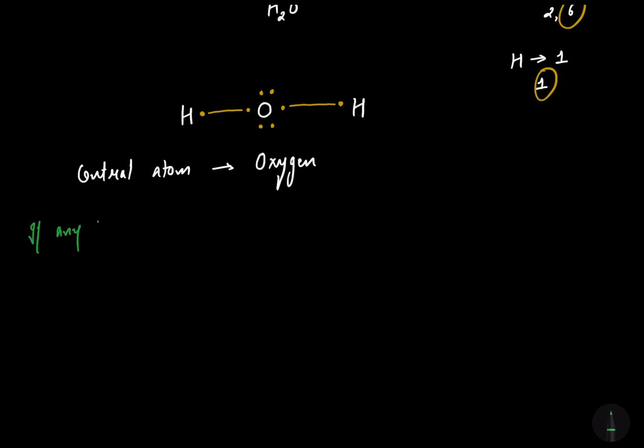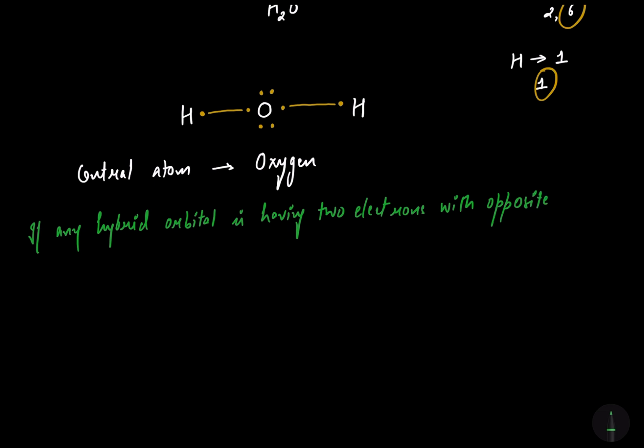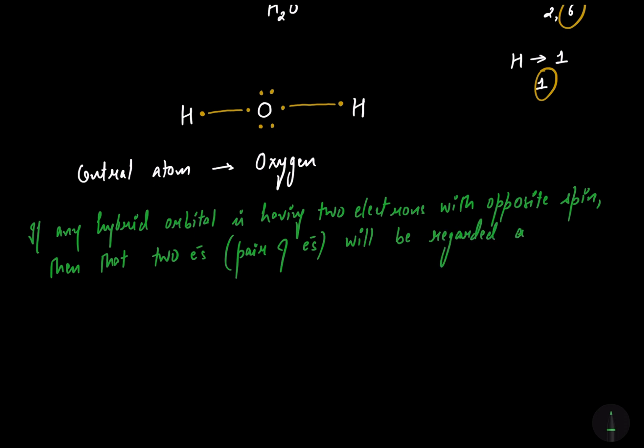If any hybrid orbital has two electrons with opposite spin, then that pair of electrons will be regarded as a lone pair of electrons.